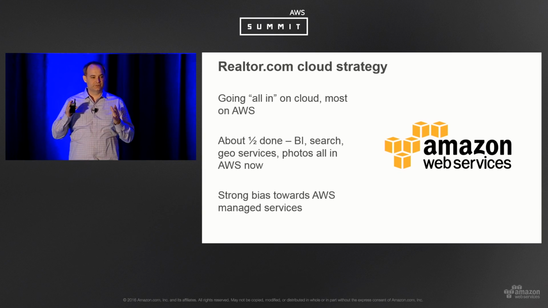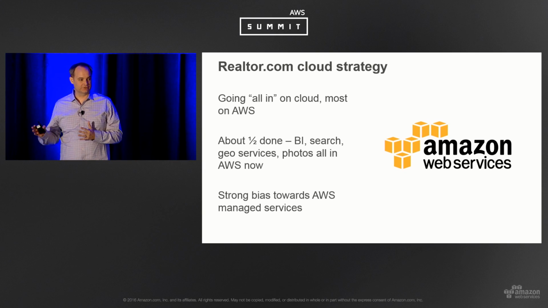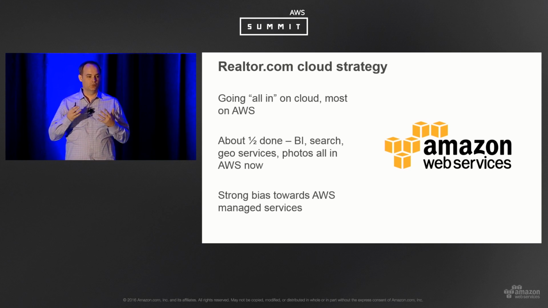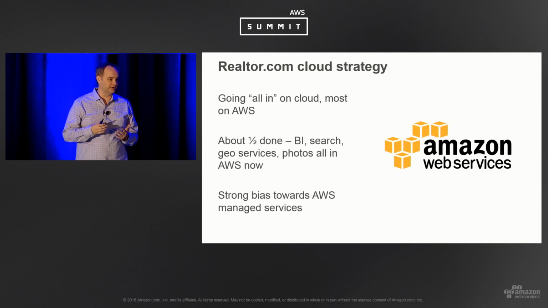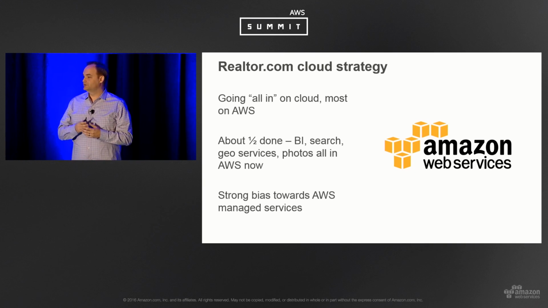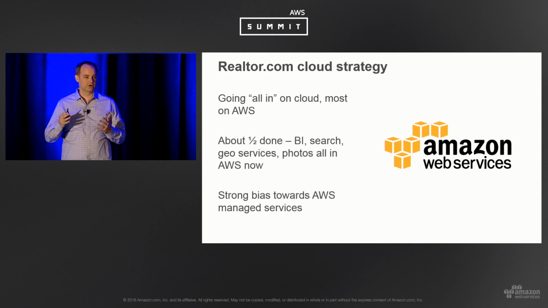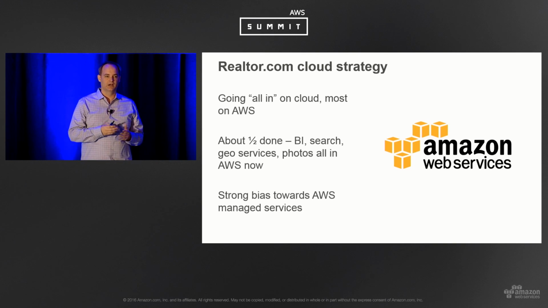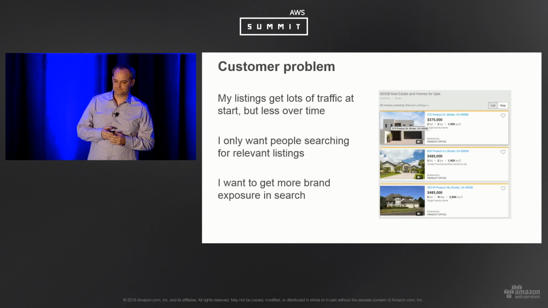Our approach specifically has been to have a strong bias towards AWS managed services. So we love EC2, we love writing code ourselves, but we also want to use the most of the managed services, things like Kinesis, like Redshift, to take a lot of the administration work out of our hands so we can focus on those things that really provide the value add for us specifically.